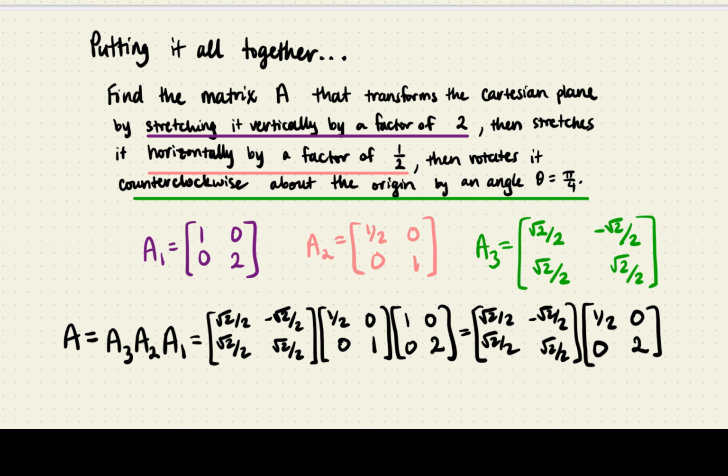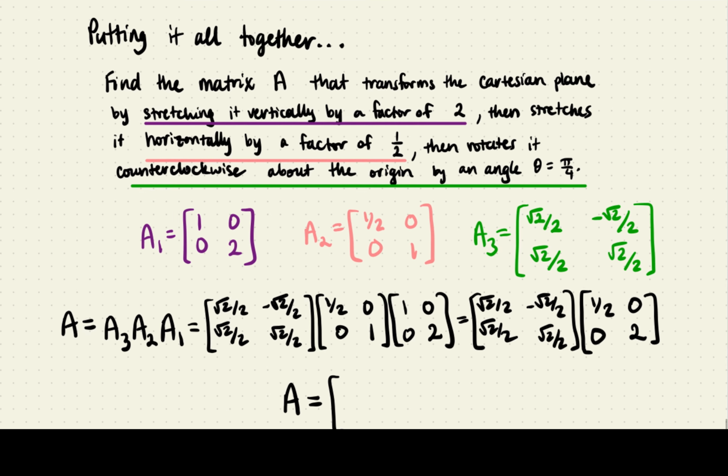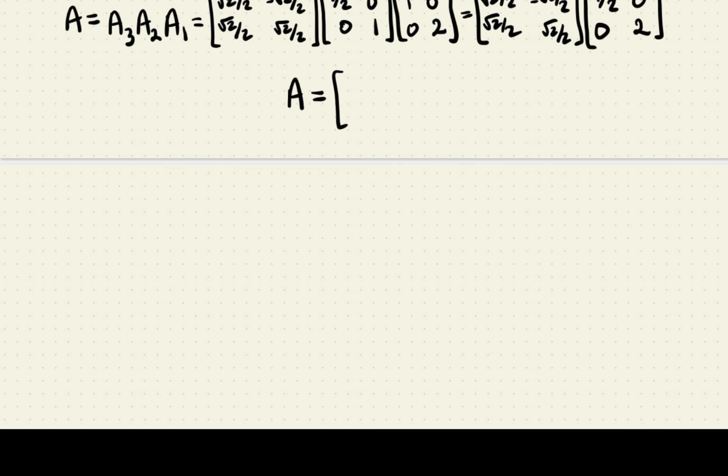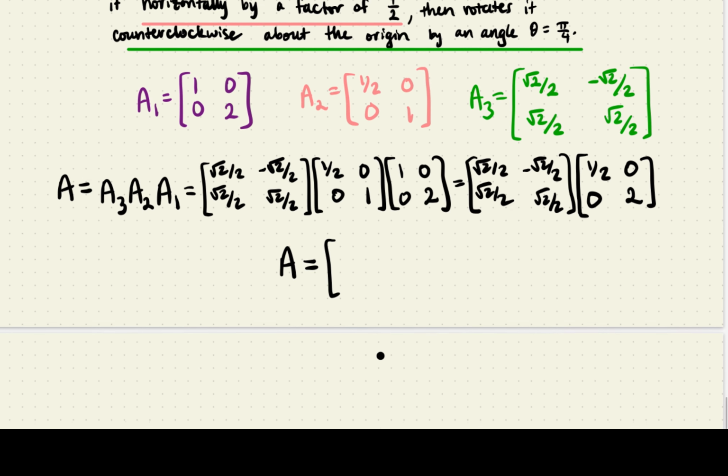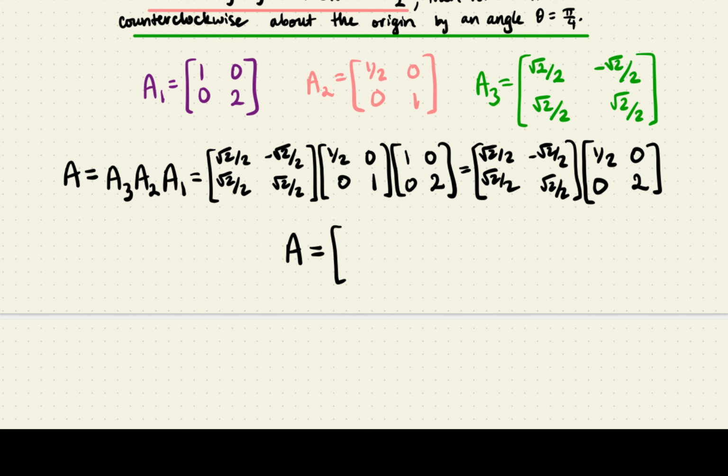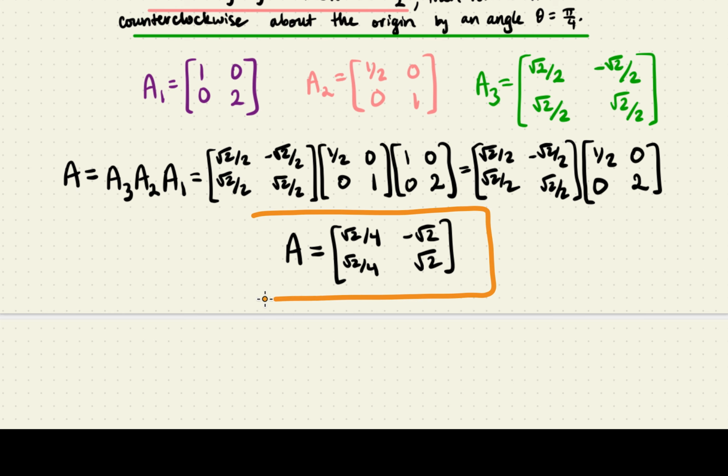So if I then multiply this matrix by A3, my final answer is going to be that A is equal to, let me scroll down a bit so you can see. I need to give myself a little more room. There we go. A is going to be equal to root 2 over 4, negative root 2, root 2 over 4, square root of 2. And now this is my final answer. This is the matrix that does all three of those transformations in the required order.